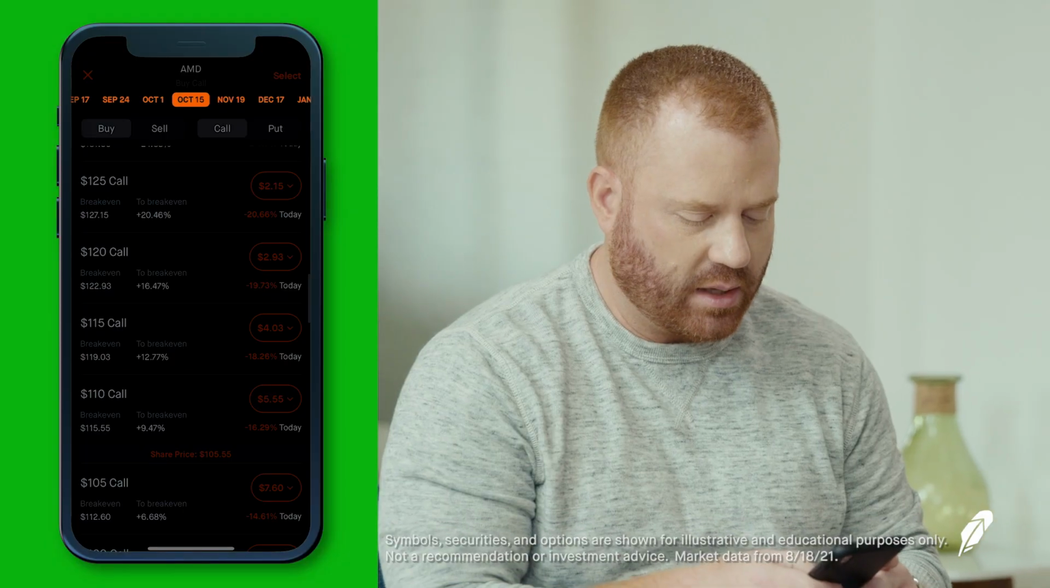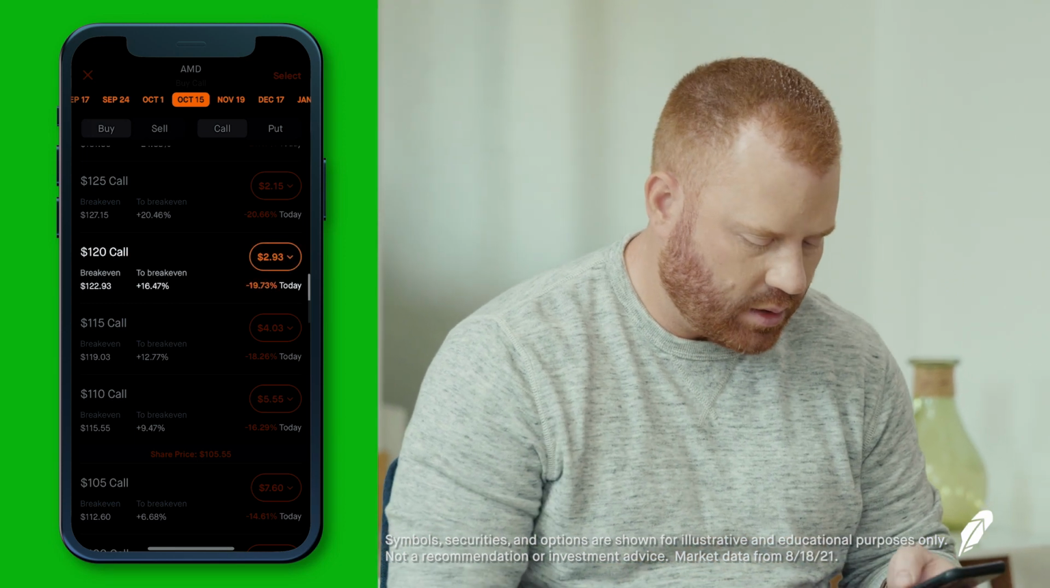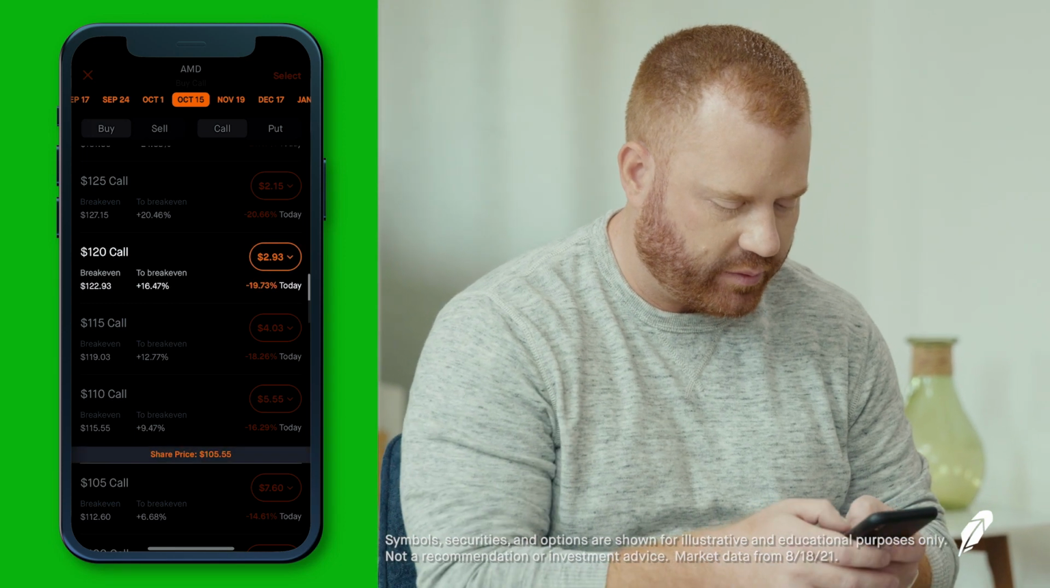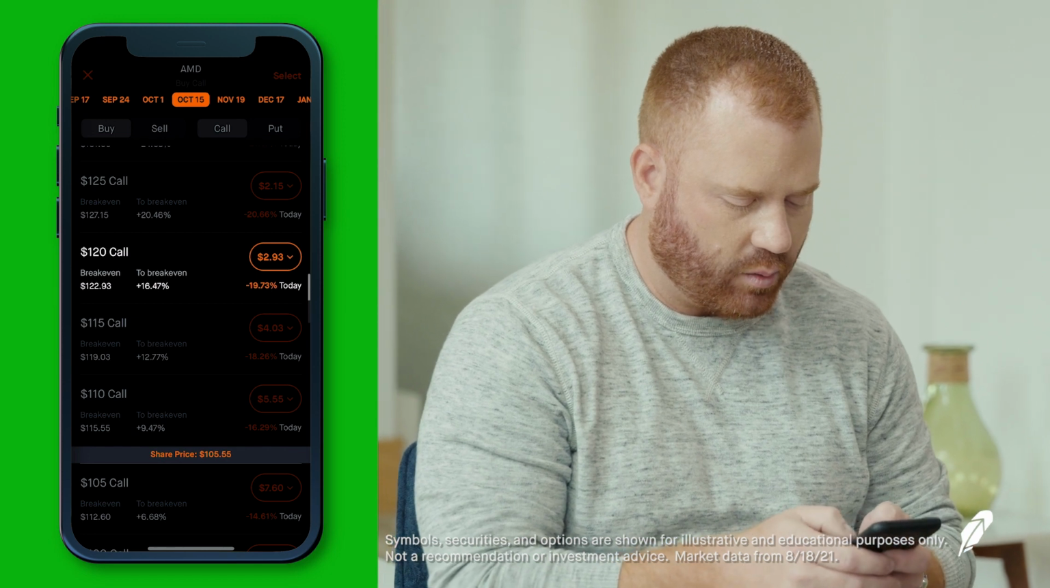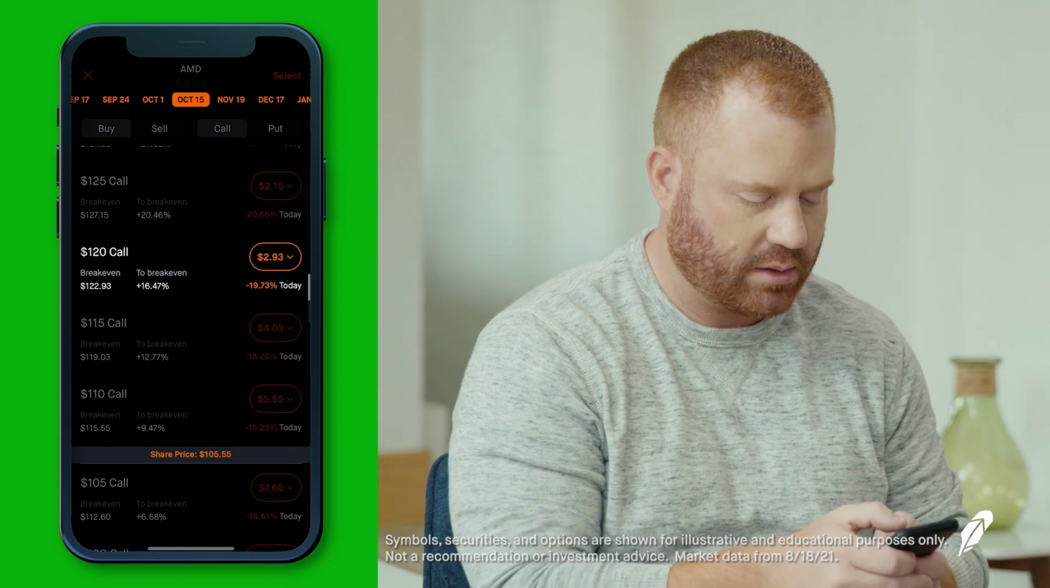So we all got these yellow balloons. Obi, can you tell us why we have these? All right, so we talked a little bit about time value. So real quick, if we go back to our option chain, we'll look at the AMD calls again. Let's look at the 120 call. Stock's trading at 105.50 roughly. And the 120 call in October has a premium of $2.93.